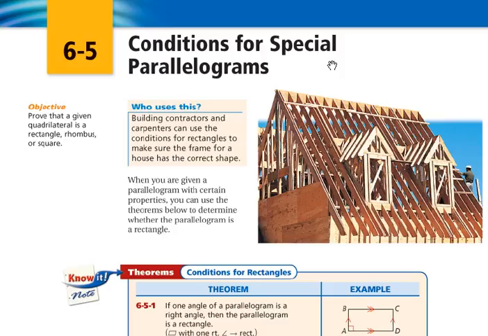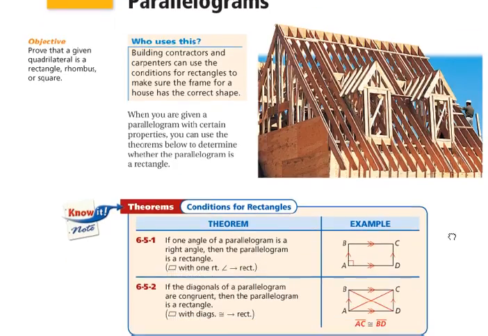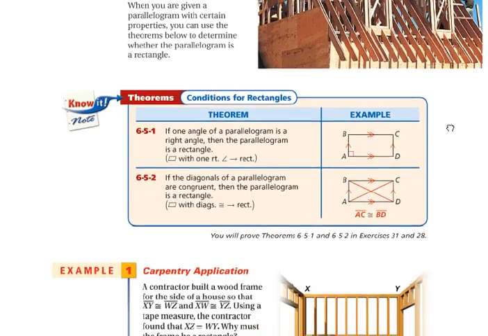In the last section, if you remember, we were talking about some special parallelograms, different properties and such. We were basically taking a look at rectangles, a rhombus, and a square. And in this section, we're going to continue with that: conditions for special parallelograms. What we want to be able to do is prove that if we have a quadrilateral, it is a rectangle, rhombus, or a square. And a couple of theorems will help us get started here.